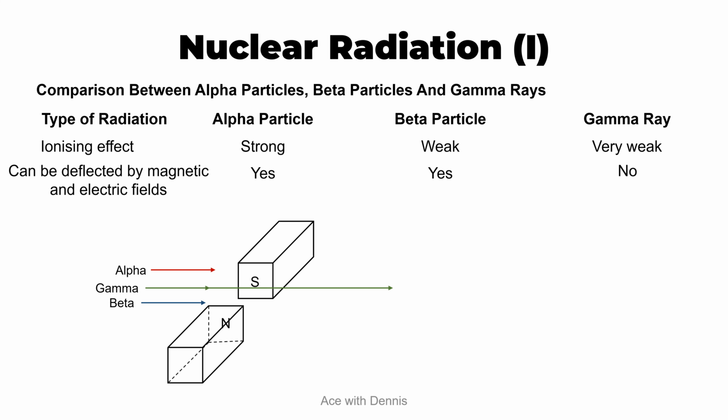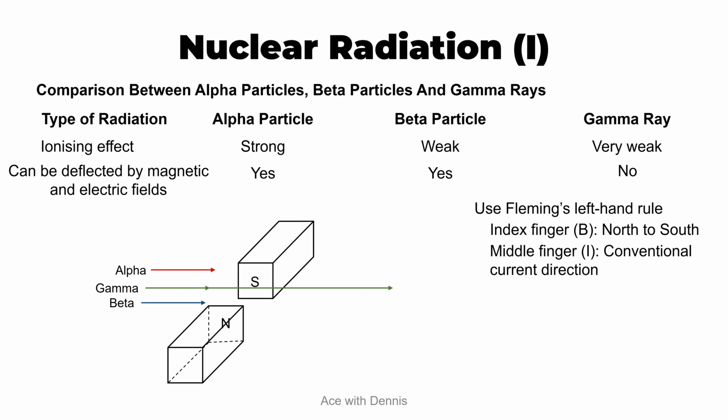So next, to determine how alpha and beta particles are deflected by a magnetic field, we use Fleming's left-hand rule, where our index finger will point from north to south of the magnetic field. Our middle finger will point in the direction of the conventional current, and the thumb will point in the direction of the force, F. So now for the alpha particle, this will be the direction of our index finger, which points from north to south of the magnetic field.